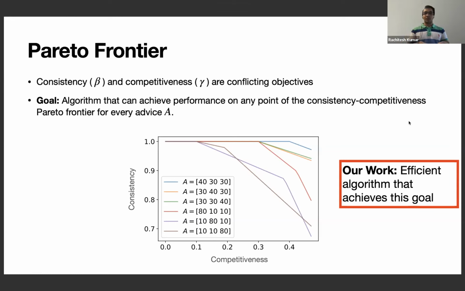I would like to note that we achieve this performance for every single advice. Some of the works that use the algorithms with advice framework often try to achieve consistency, taking a worst case over all advice. In this work, we go for something much stronger, which is the Pareto frontier for every single advice.